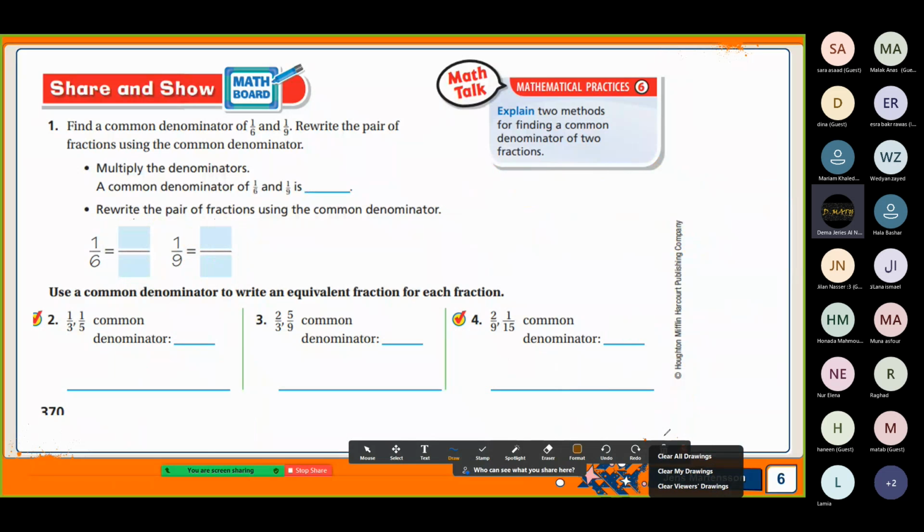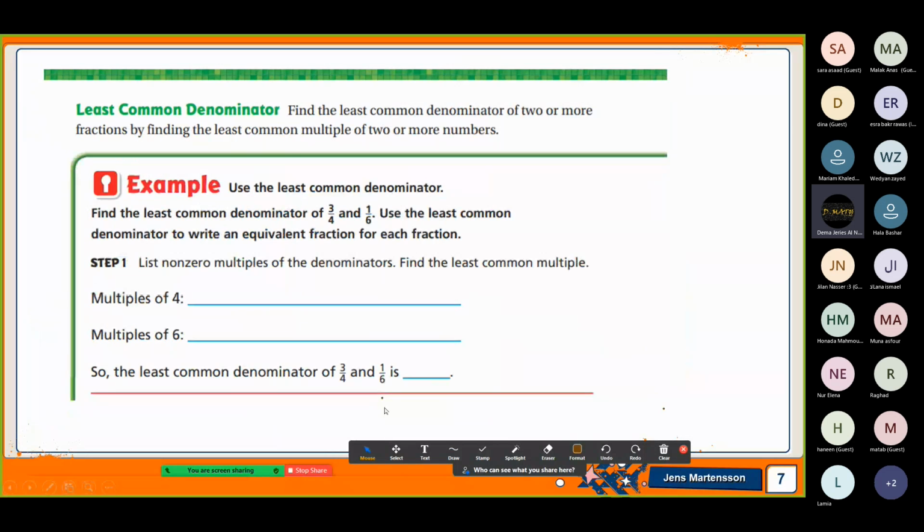Okay, now let's get back to the example here. In this example, we're going to do the same steps, but we will use the least common denominator. For the first one, you choose any denominators you want. Now I will choose the least one.